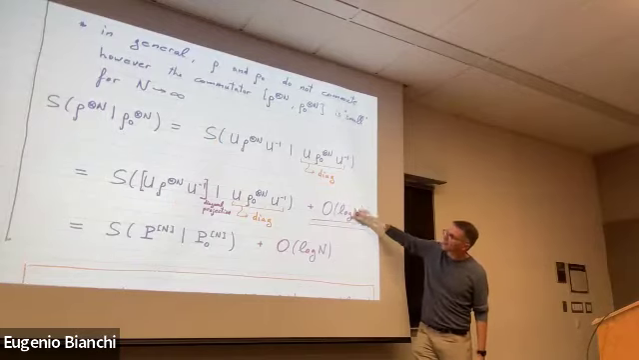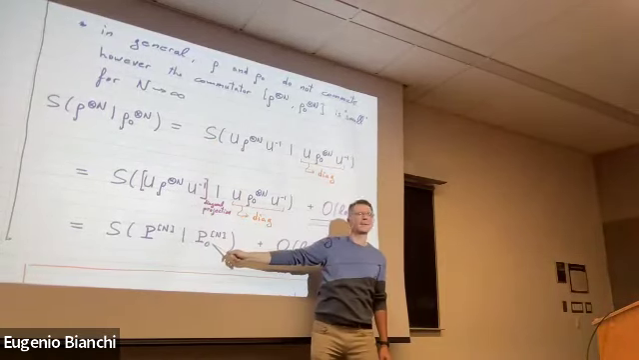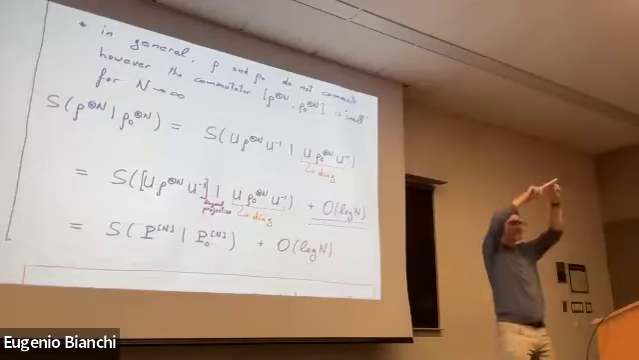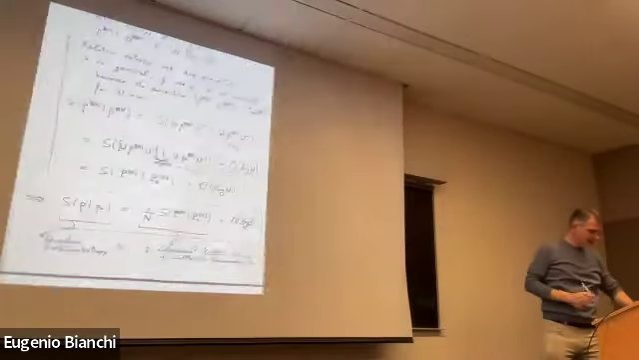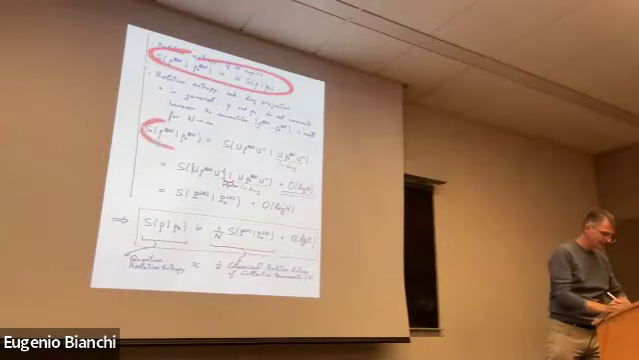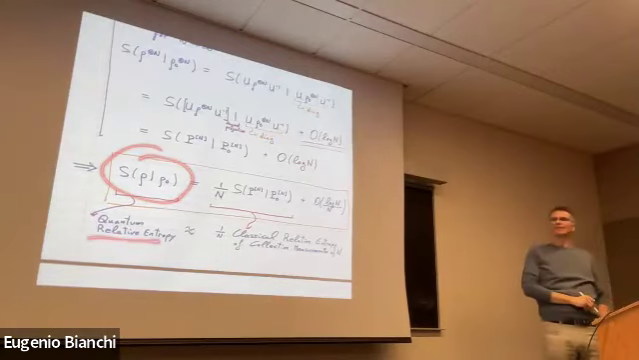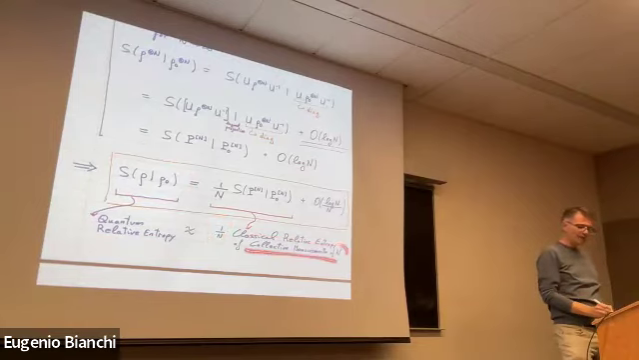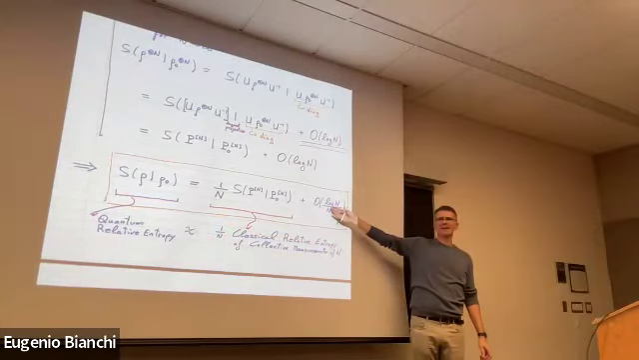This is the log n. But now this is diagonal and this is diagonal. So these are classical relative entropies. It is a list of probabilities, 2 to the n probabilities. So now I can take these 2 points, and say the quantum relative entropy is 1 over n classical relative entropy of collective measurements of n, up to order log n over n.